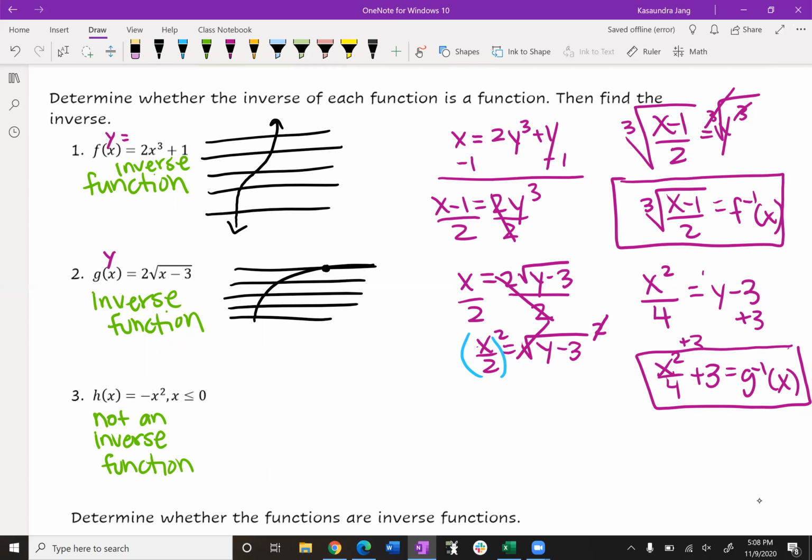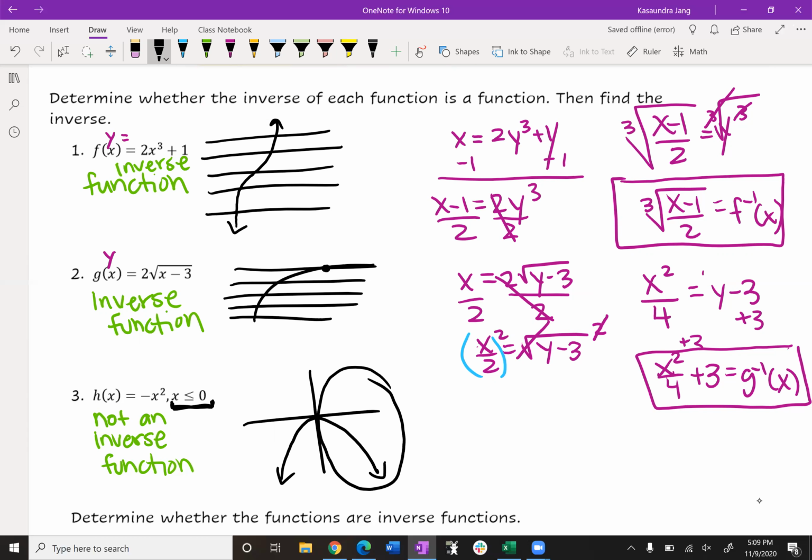The restriction. We have not talked about this restriction right here. We talked about it last time, but today let's remind ourselves that it's a restriction on the domain. Usually this parabola, this reflected down parabola right here, goes forever in both directions, but they want the portion of this where the x's are less than or equal to 0. So it's like this half of my graph.